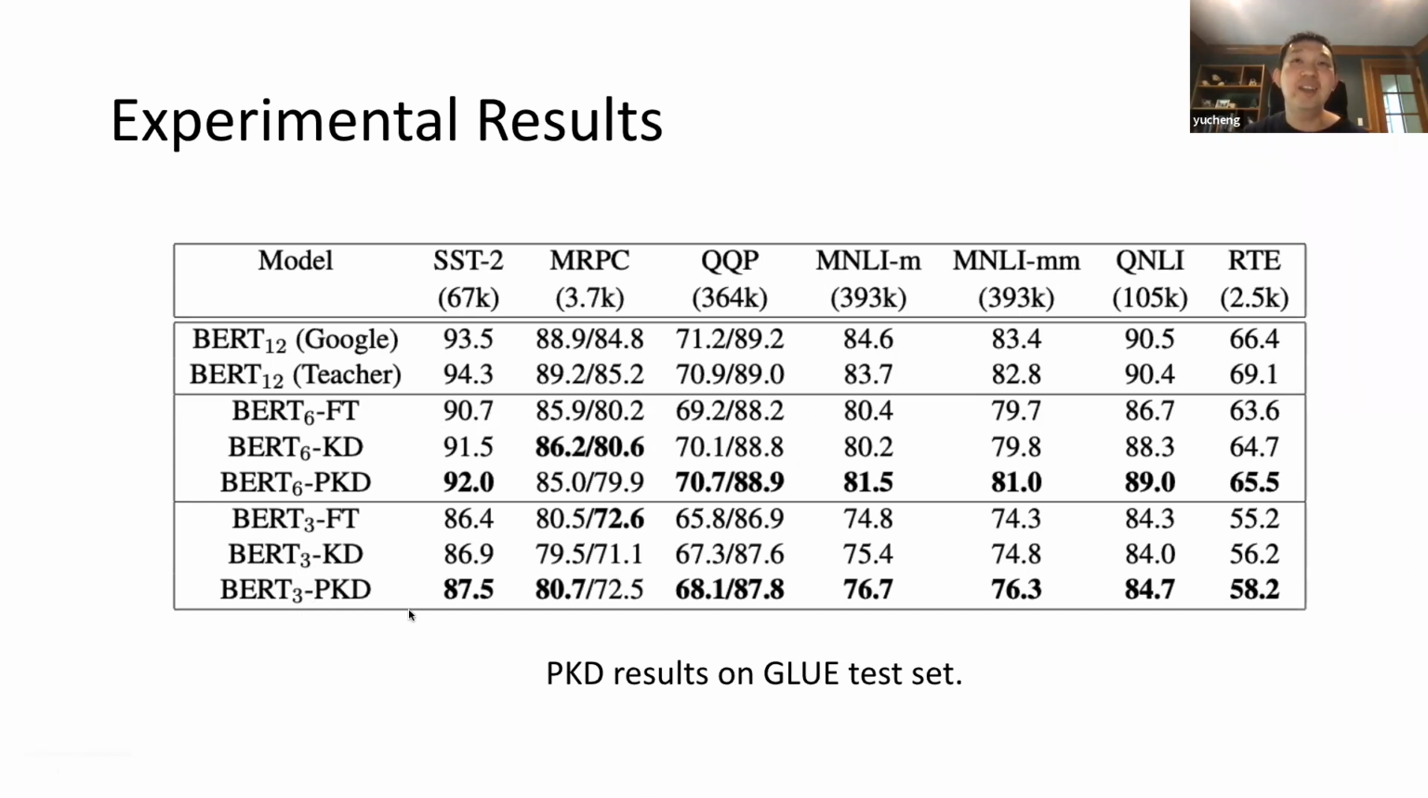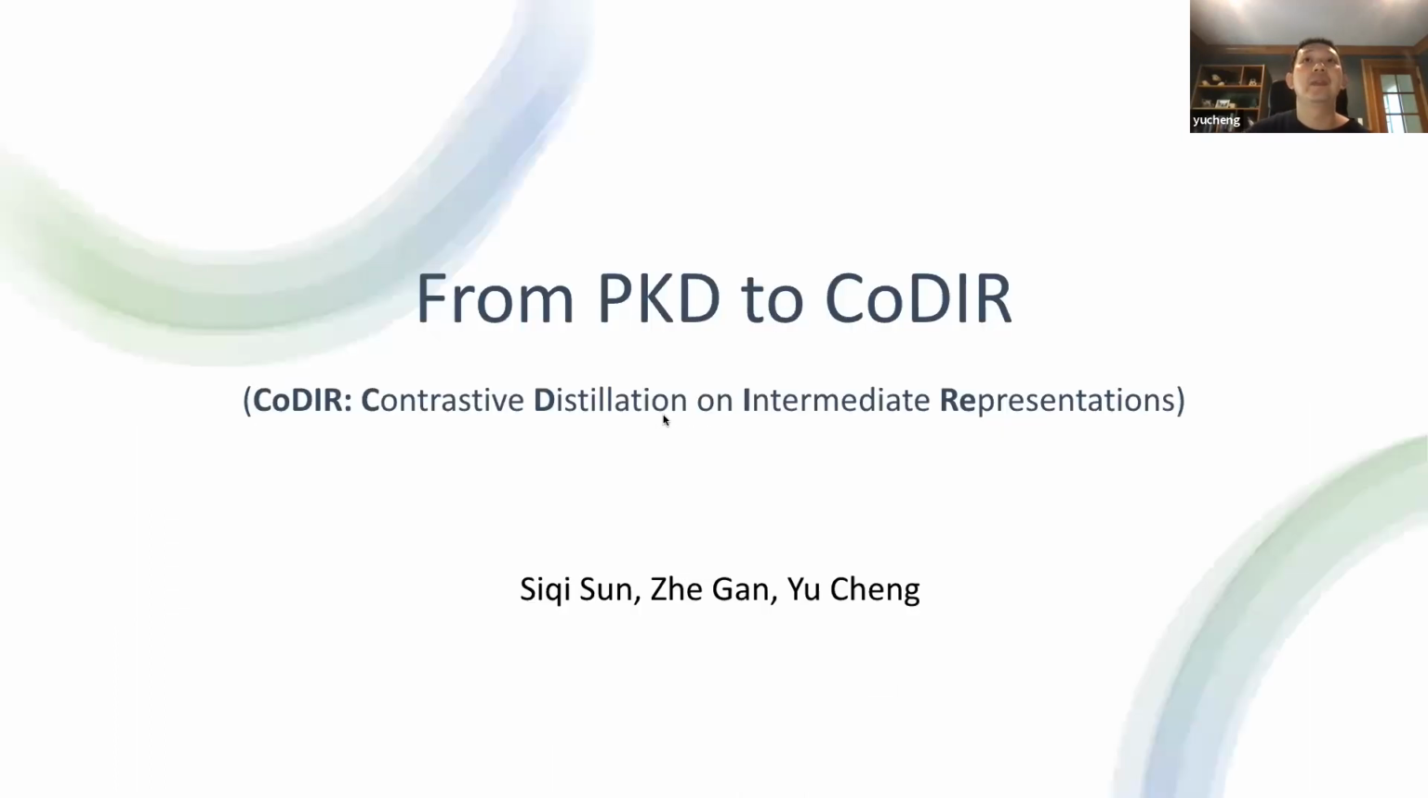And for the 3-layer model, it's much worse, but it's still acceptable, because all these numbers are much better than the traditional CNN or RNN models in NLP. So it's still acceptable if you really deploy it in a product. Okay, that's the PKD.